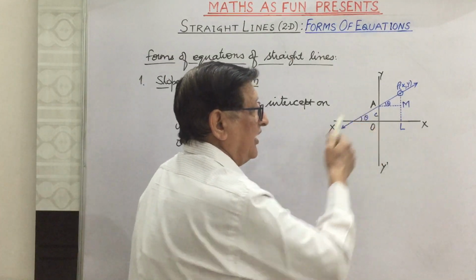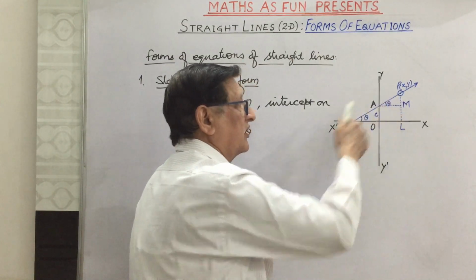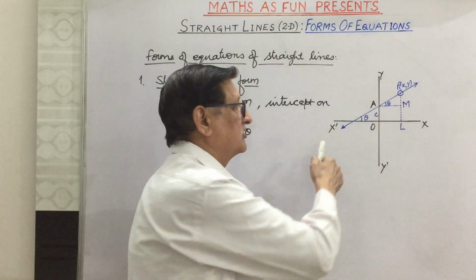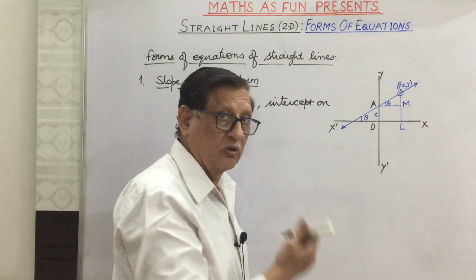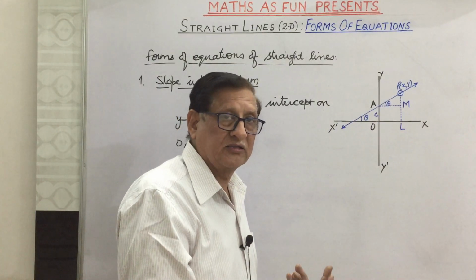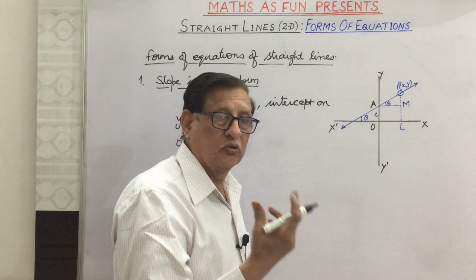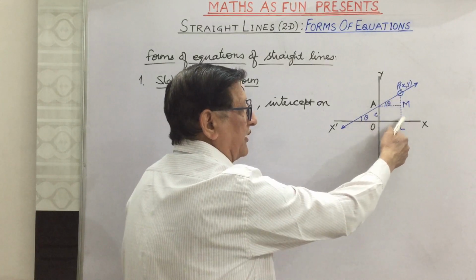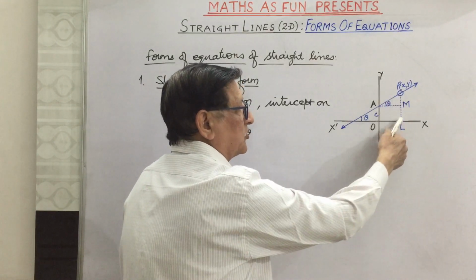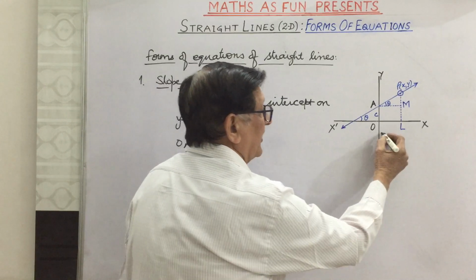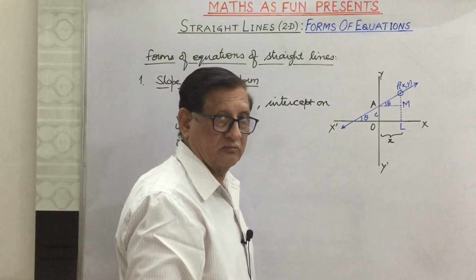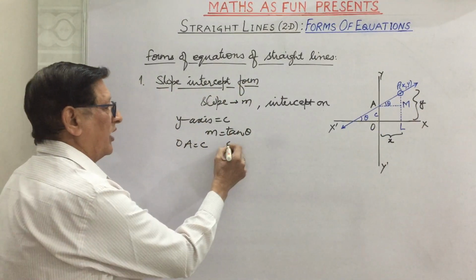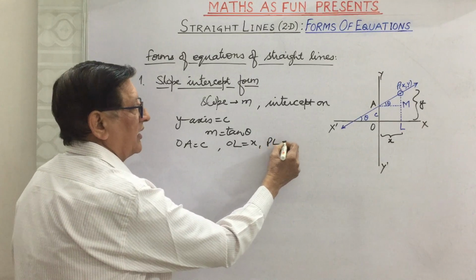See now what we have to do, we have to take an arbitrary point P with coordinates x, y on this particular line, because we know that the equation of a line is a first degree equation in two variables x and y. From P, if we draw a perpendicular on the x-axis, that is suppose PL, then we will find that OL is equal to x and PL is equal to y.